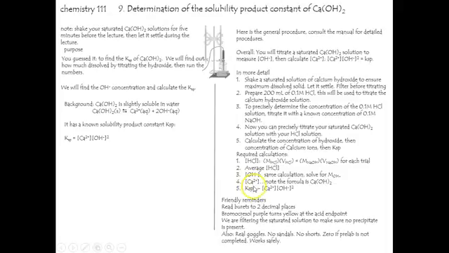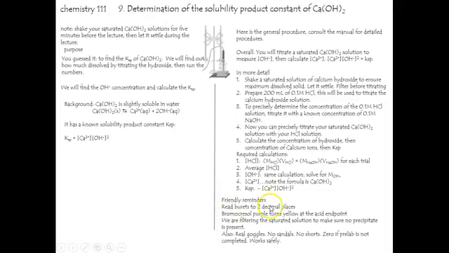Use that to calculate the concentration of calcium ions that must have been present. Notice the formula is CaOH2, and for each calcium ion there are 2 hydroxide ions. And finally, calculate the KSP, which is defined as, that should be an equal sign, not a negative sign. Make a note of that. The calcium 2 plus concentration times the hydroxide ion concentration squared. You'll be graded on the precision of that data.